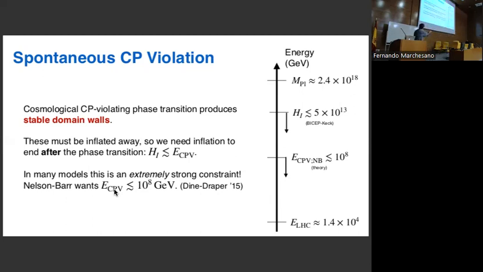So what we know from data is the Hubble scale during inflation was below a few times 10 to the 13 GeV. But in a model like this, you would need it to be many orders of magnitude smaller than that. And that's a big deal. We're thinking about models of inflation and how we observe evidence of them.